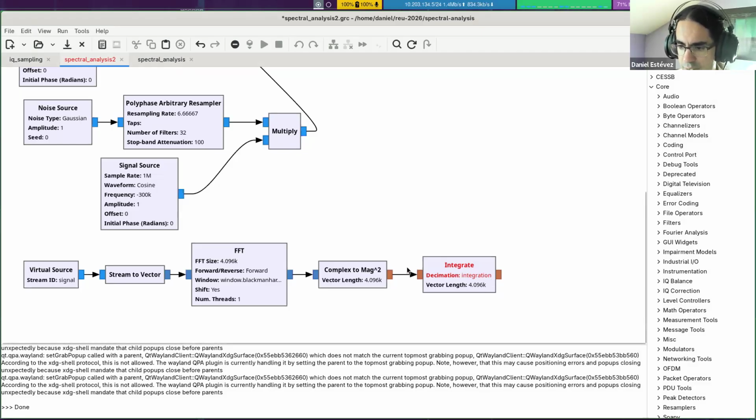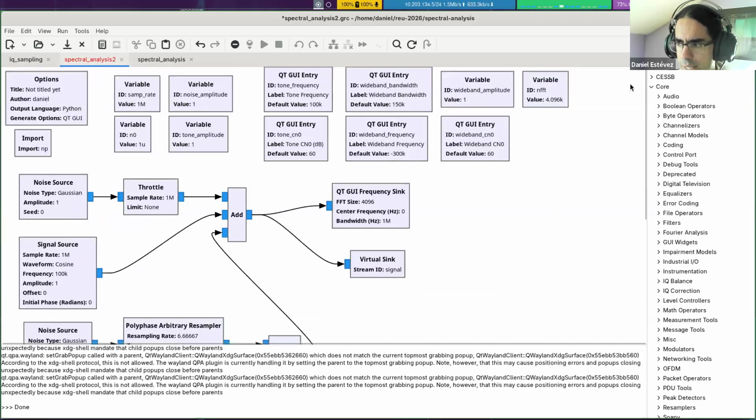So this will sum 7 vectors together, component by component, so the mathematical vector addition, and then it will produce an output. So for every 7 FFTs I compute in here, I will get an output. We are decreasing the output rate essentially by a factor of 7, or by a factor of integration. But because we are adding together all these FFTs, we are reducing the noise, as we will see.